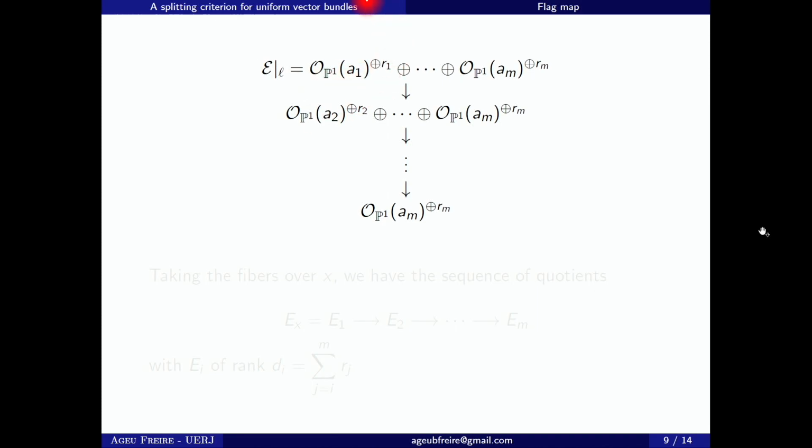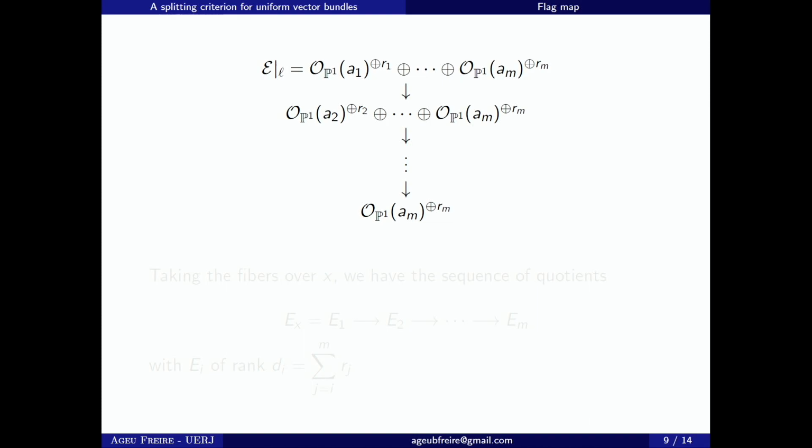Again, we are assuming a2 is greater than a3 and the other ones. Then we have a natural quotient when we consider the sum starting at O_P1(a3) up to r3. And doing it, we have the last quotient here when we consider just the last part of the sum. And again, this quotient exists because am is smaller than the others.